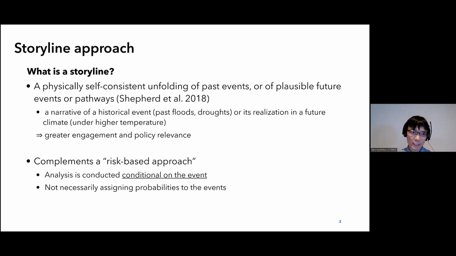So first, what is a climate storyline? As we define it, it is a physically self-consistent unfolding of past events or of plausible future events or pathways. So in essence, it's a narrative of a historical event, say flood or drought in the past, or a realization of the same event in a possible future climate, say under a higher temperature or higher sea level.